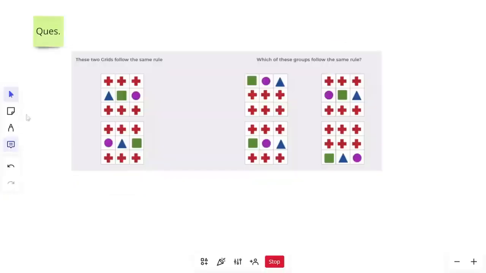Let's look at this question. So what we are told is, see, I'll tell you what is the question. First, we are told these two grids follow the same rule.